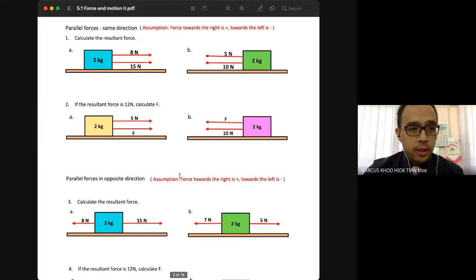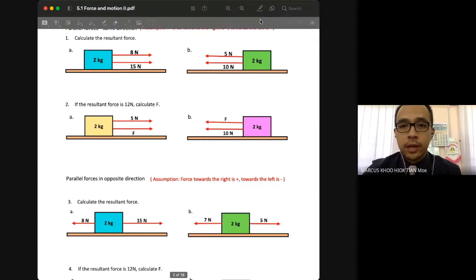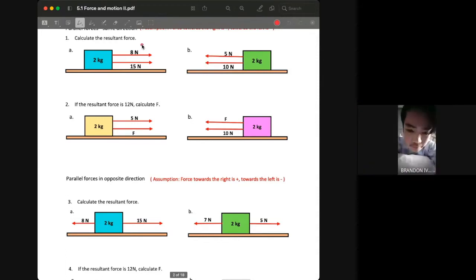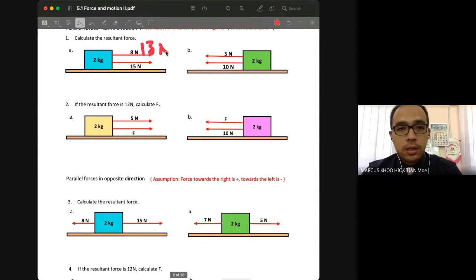All right. Okay, so let's start with number 1A, Brandon. Just give me your answer for whatever it is. Kalau ada orang yang tidak setuju, tolong suarakan. Okay, so, Brandon, 1A, your answer is? 13 Newton. Okay, 13 newtons.